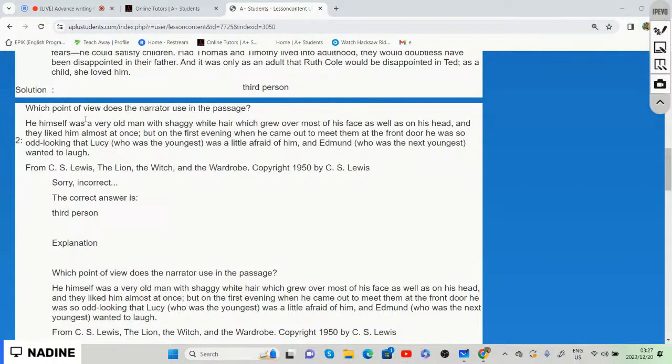He himself was a very old man with shaggy white hair, which grew over most of his face as well as on his head. And he liked him almost at once. But on the first evening when he came out to meet them at the front door, he was so odd looking that Lucy, who was the youngest, was a little afraid of him. And Edmund, who was the next youngest, wanted to laugh.